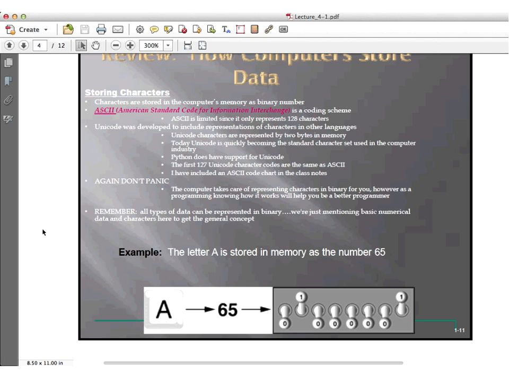Something that we're using more and more commonly, instead of ASCII, is something called Unicode. Unicode uses 2 bytes for each letter. So as you can tell, there's 65,000 different characters that you can have. It's pretty much becoming the standard character set. Python does support Unicode. In fact, the first 127 Unicode characters are the same codes they are in ASCII. It's kind of an extended ASCII.